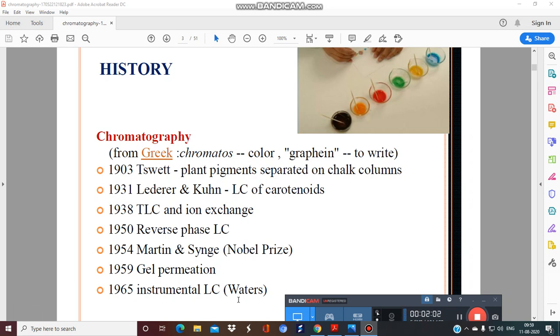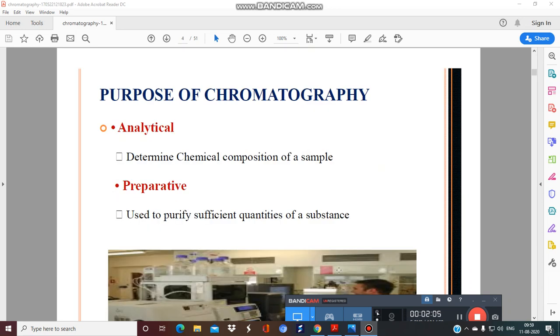Gel permeation is there, and so on. So why chromatography? What is the purpose? As far as phytochemistry or pharmacognosy is concerned, we can isolate, identify, purify and separate a particular compound from a plant mixture. Even in synthetic chemistry, we are able to isolate or identify a particular component. It has analytical applications and preparative applications. We use it to purify sufficient quantities of a substance.